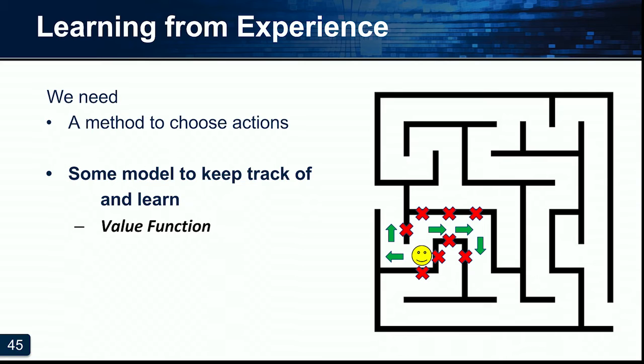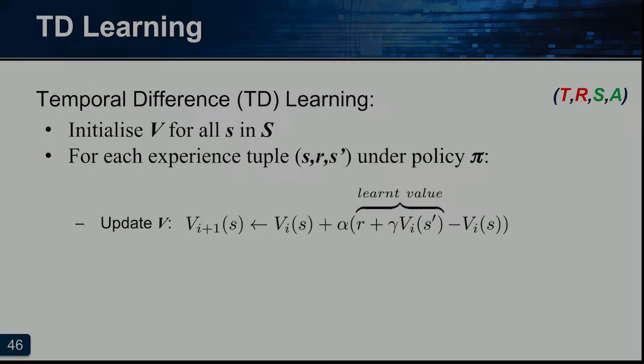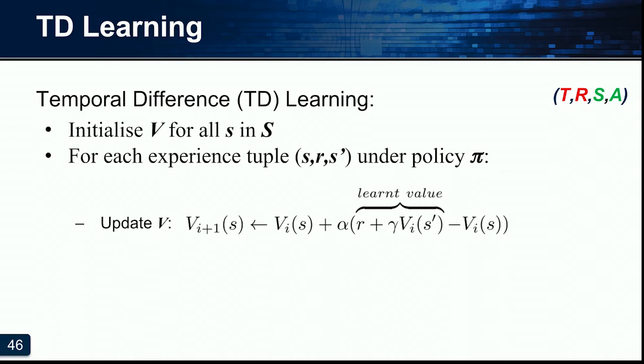Okay, so we now have a way to choose actions in this world. Now we have to keep track of what we've learned. We would have been moving around in the state, doing things, getting rewards, bumping into things. What are we going to do? We are going back to those value functions, using them to keep track of our experience. This brings us to temporal difference learning. Now we don't have the transition model and we don't have the reward model, but we are going to learn from experience tuples.